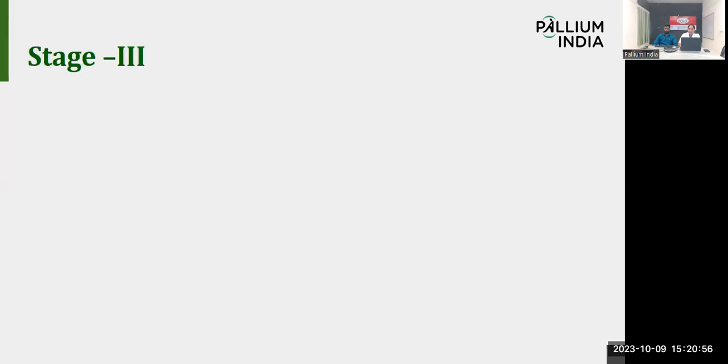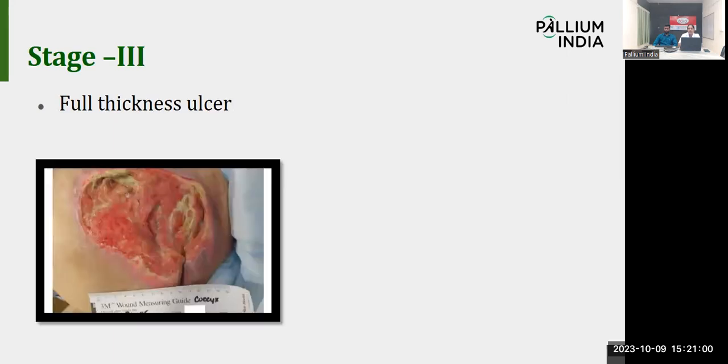Okay, next is stage 3. A full thickness ulcer means the epidermis, the dermis, and also the subcutaneous fat layer are impaired, right? This image is showing a full thickness ulcer. Almost all layers of the skin are destroyed, right? And the important thing we have to consider here is tunneling. Tunneling means there will be a pocket-like formation. The skin will be folding inside. So you can see it at the side.